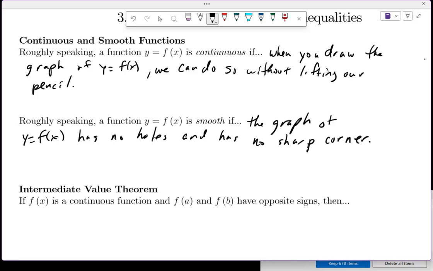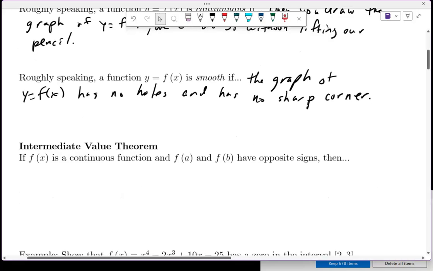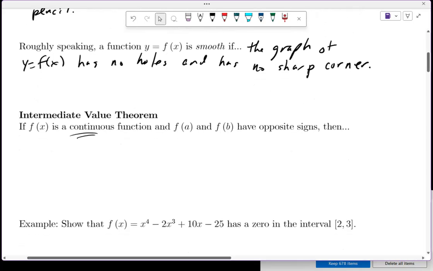Okay. Now what we're really going to be interested in for this particular theorem is the idea of a continuous function. So we refer to this as the intermediate value theorem. It's actually a special case of the intermediate value theorem. And the idea here is it helps us figure out a place where a function might cross the x-axis, might help us find where a 0 is.